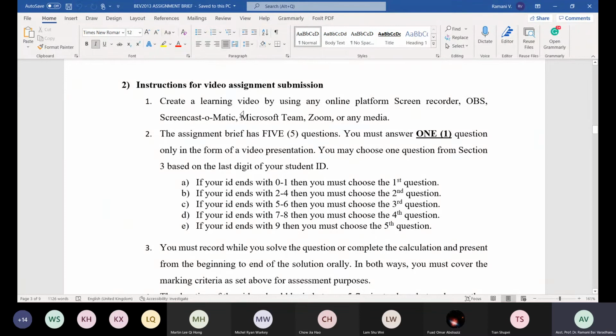You will create a learning video by using any online platform screens. How do you record it? You can use a screen recorder, OBS, Screencast-O-Matic, Microsoft Teams, or any media. Even nowadays, you can record with PowerPoint. Just go through YouTube videos and it will help you learn how to record using PowerPoint. It's very simple. But going back is tedious. Mind this point: we cannot go back and check. It's not so conducive. But anyway, you can try any of them.